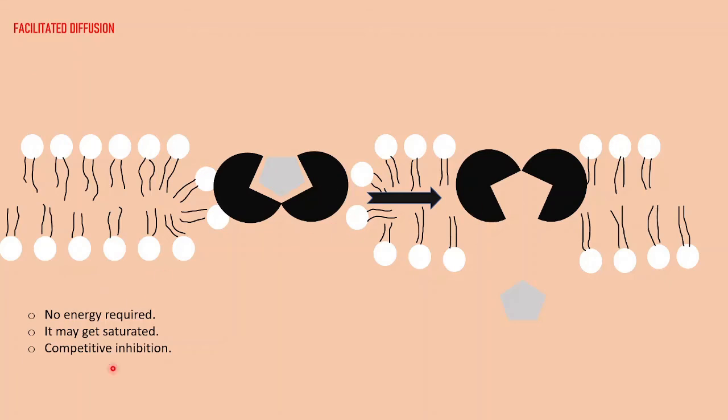Also, there can be a competitive inhibition, that is, if there is any drug molecule or any enzyme or substrate that is similar in structure, then they can compete with them and ultimately bind to these carriers. So competitive inhibition can also occur in this case, that is in case of facilitated diffusion. So this process is known as facilitated diffusion.